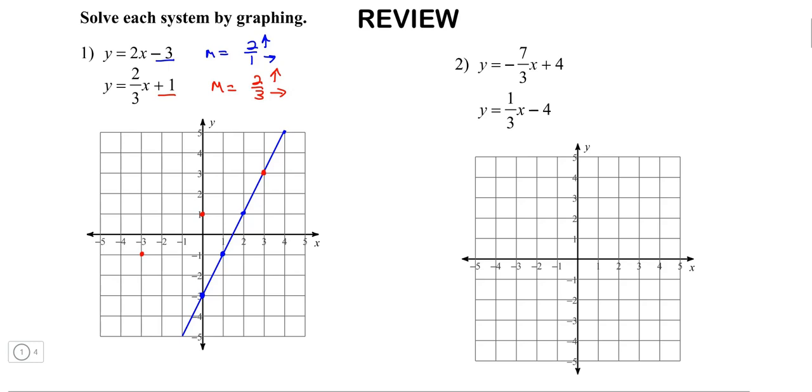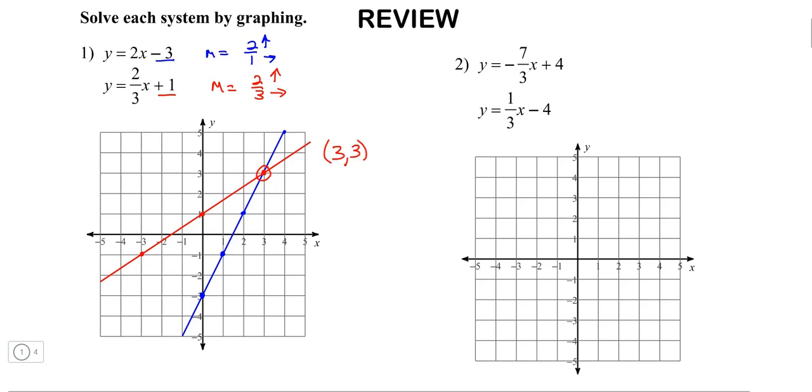And let's go ahead and draw our line. Extend it both ways. And then, remember, we have to give the solution, which means we have to give the ordered pair of the intersection point. So the solution for this system of equations is (3, 3).